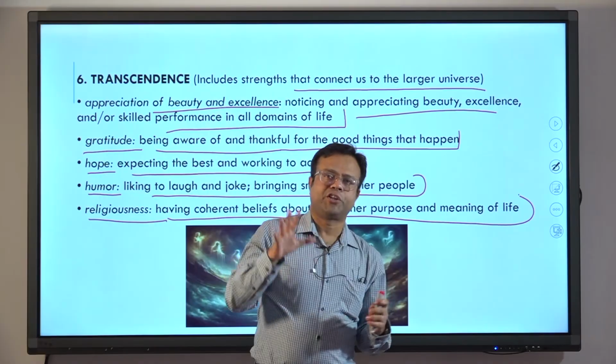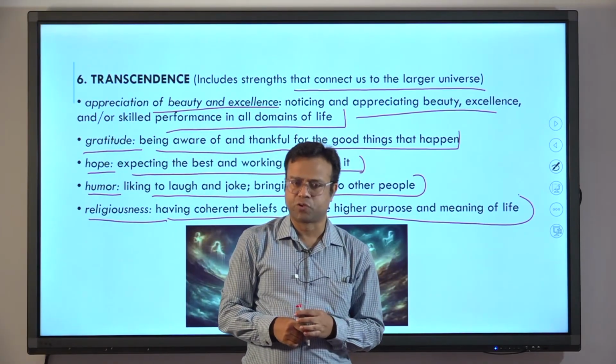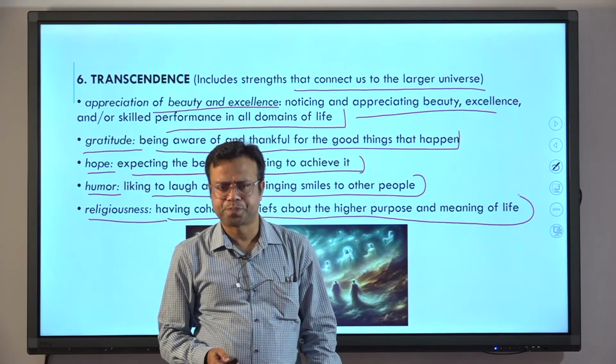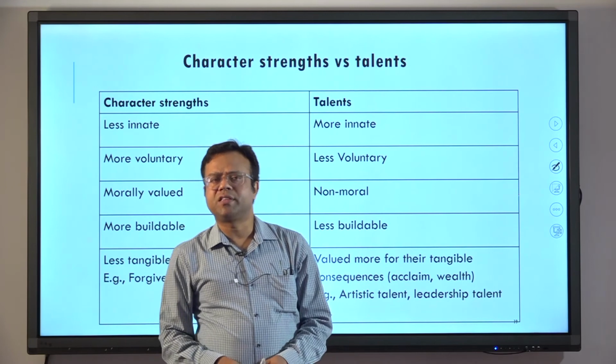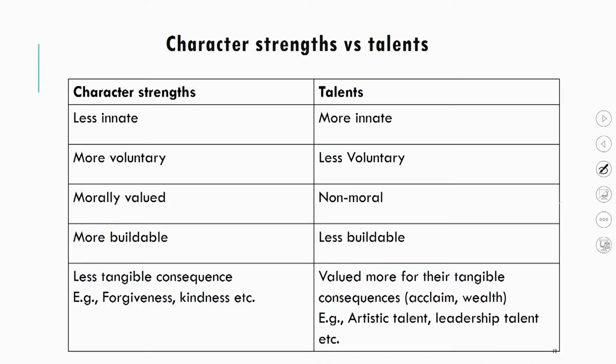So these are 6 virtues they talked about and the specific expression of them in terms of character strengths. So in total there are 24 character strengths and 6 virtues. Now when we also use another term, sometimes people also synonymously use it with strengths, something called as talents. We'll discuss more also this in the next lecture. So how do you differentiate character strengths with talents?